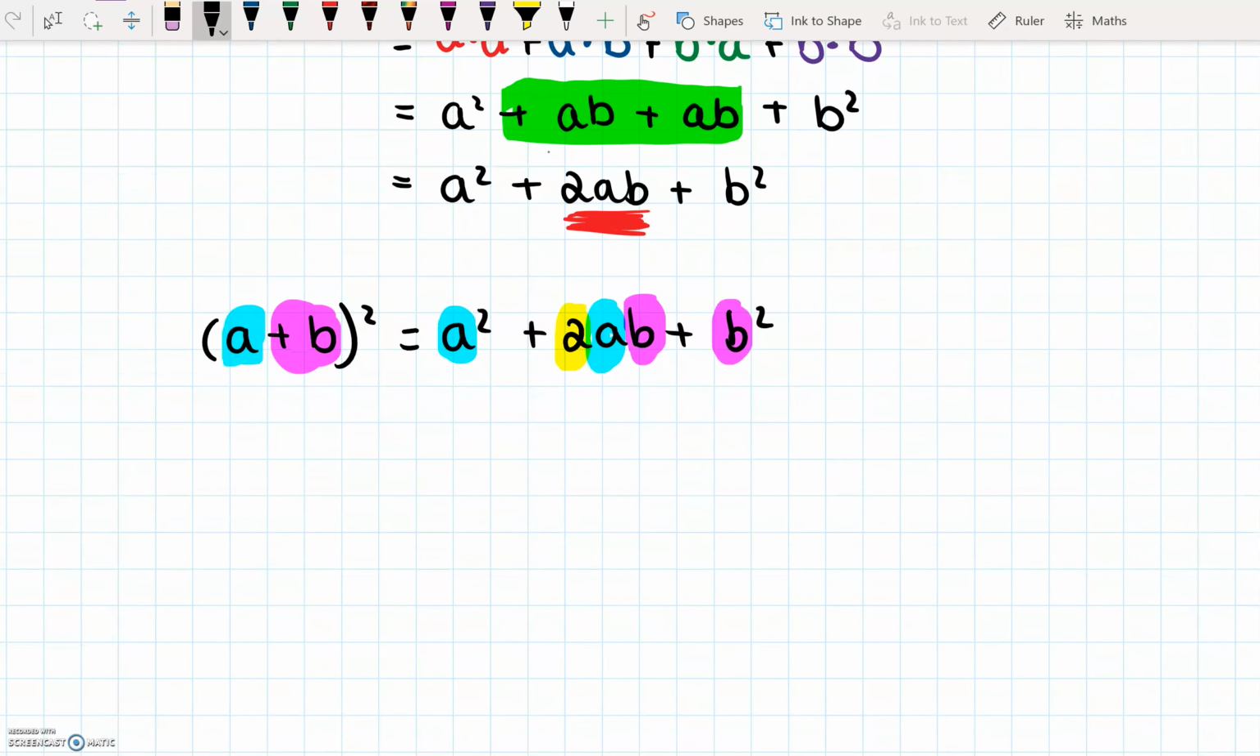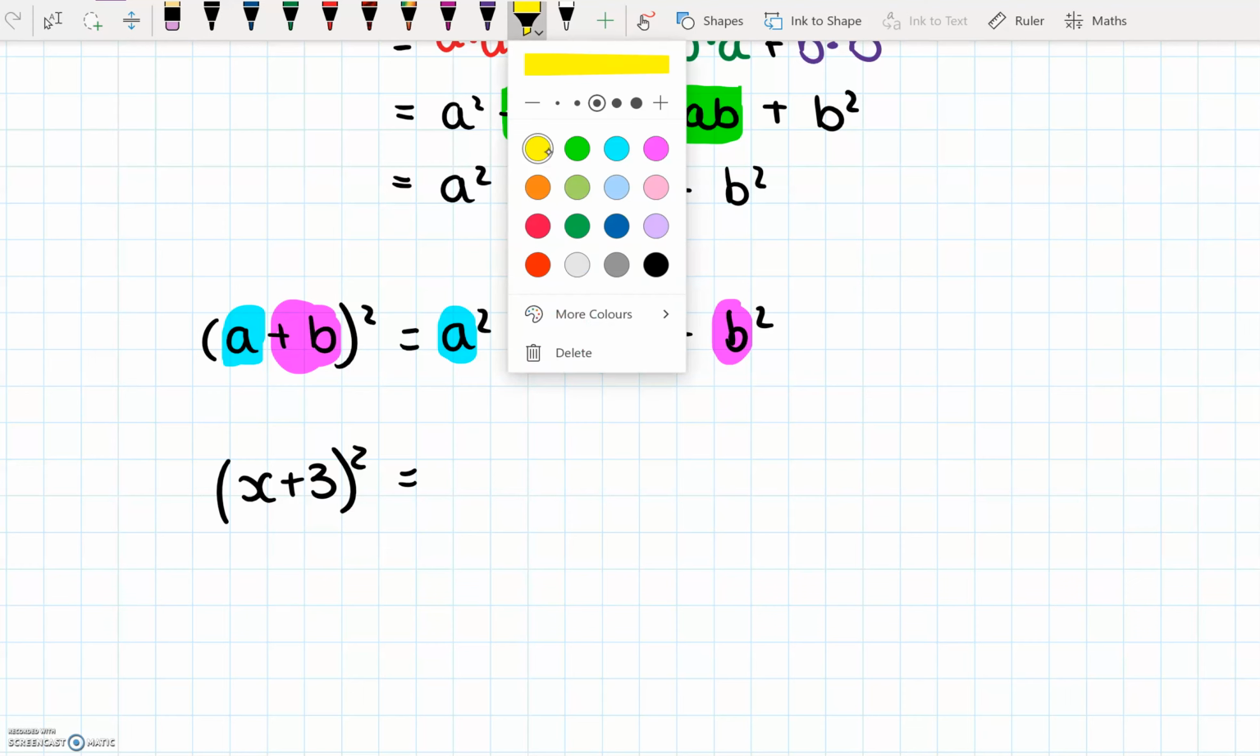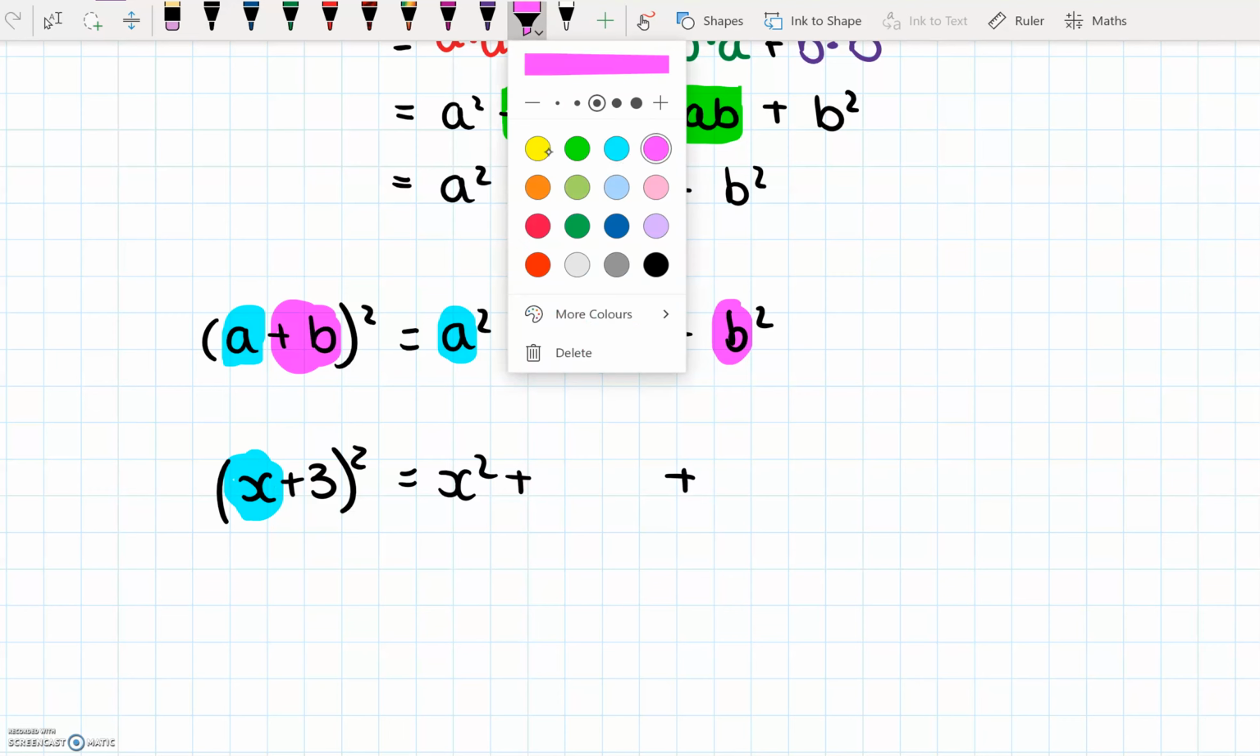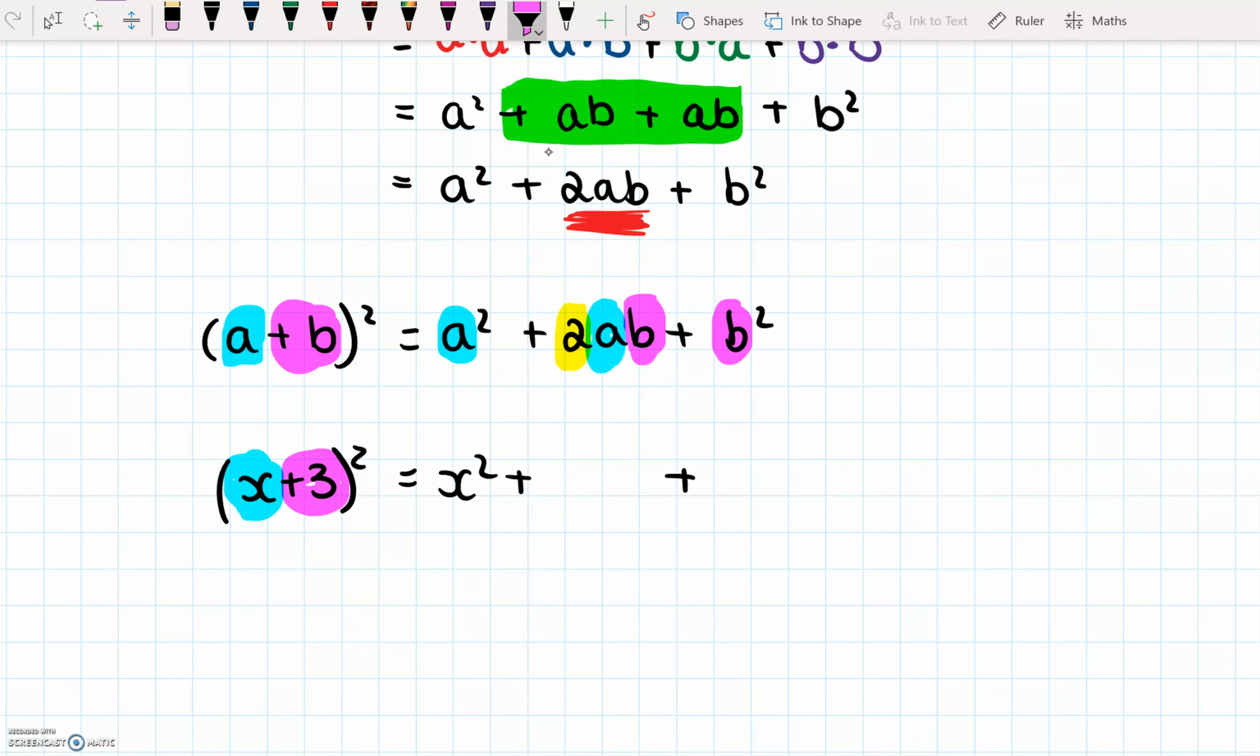So as an example, if I said to you x plus 3 all squared, so this is a perfect square. Okay, and let's highlight it so we can see what we're looking at here. So our first term is x. Okay, so that means a squared is going to be x squared. All right, let's skip the middle for the moment. Our second term is plus 3.